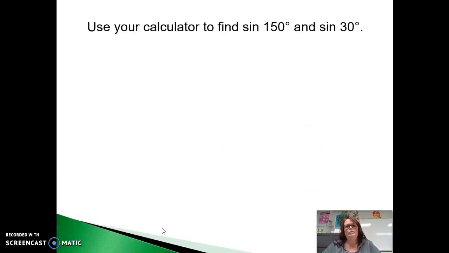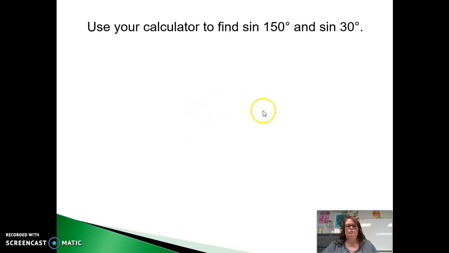All right, so for this portion of the lesson, we do need to have a calculator available. If you have your phone on you, you can pull up the calculator by allowing it to rotate. If you turn your vertical calculator sideways, most of the time that turns into a scientific calculator, or you can just have a scientific calculator like mine handy. So what I want you to do is find the sine of 150 degrees and the sine of 30 degrees. If you don't have your calculator yet, just pause the video and do that first.